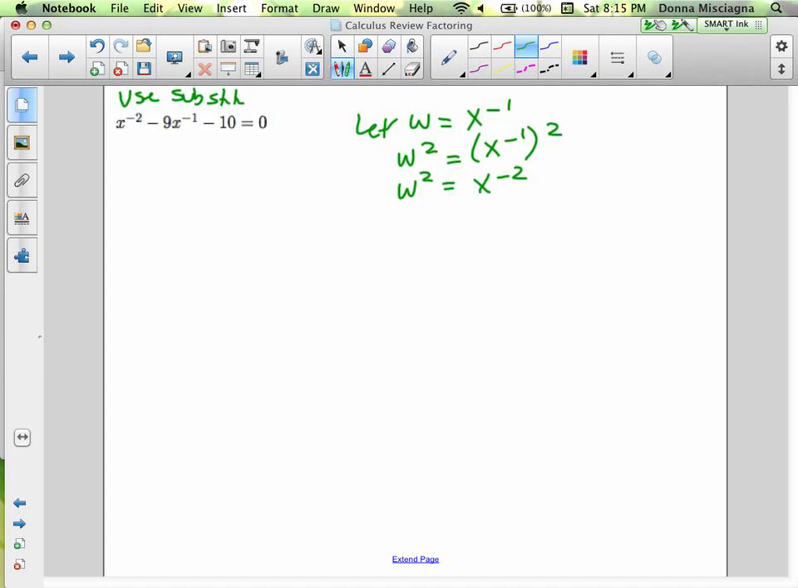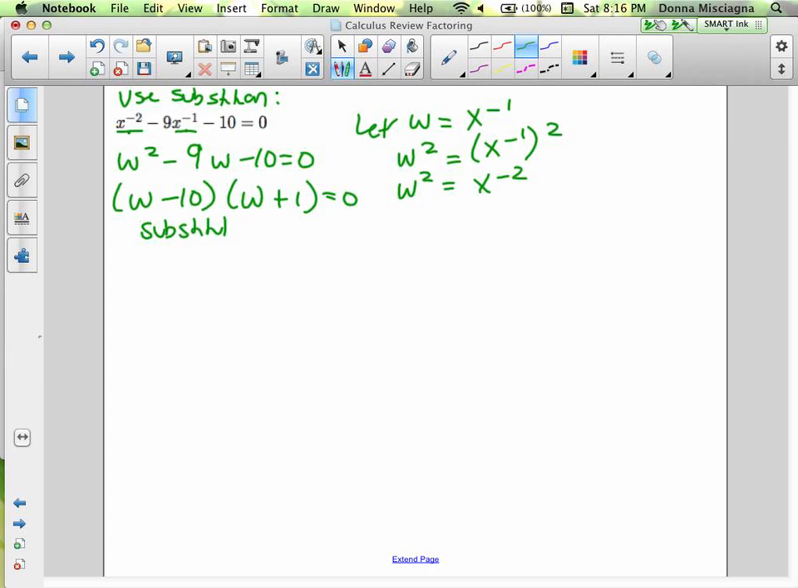So anytime one variable is just the other squared, we can use substitution. So now this becomes w squared minus 9w minus 10 equals 0. Nice, easy factor here. w minus 10, w plus 1. Multiplies to give you negative 10, adds to give you negative 9. And then let's substitute back.